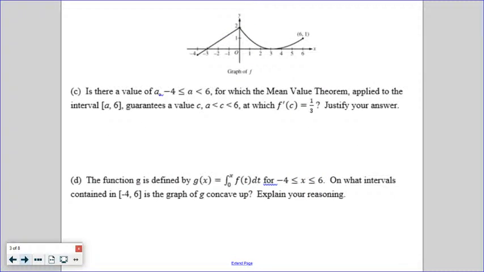Sticking with the same situation, we can move into our mean value theorem. So remember what our mean value theorem is saying, on the interval from a to 6, to which the mean value theorem was applied. How many values c can we guarantee in the interval from a to 6 where the derivative equals 1/3? Justify your answer. That's what our mean value theorem says: if we look at that average rate of change on some interval, f of 6 minus f of a over 6 minus a, it equals our derivative, and they're saying that they want this to equal 1/3.